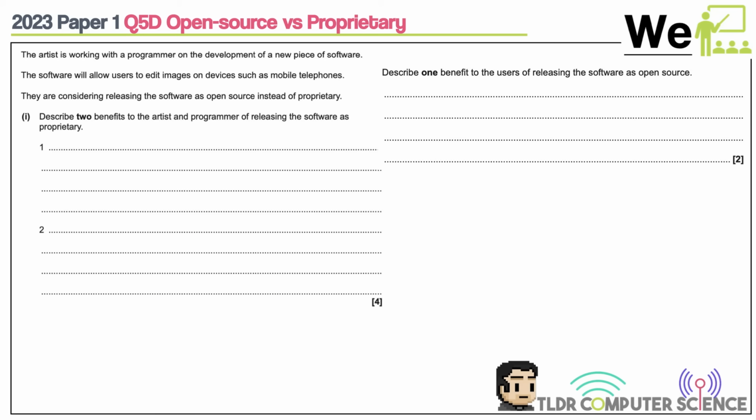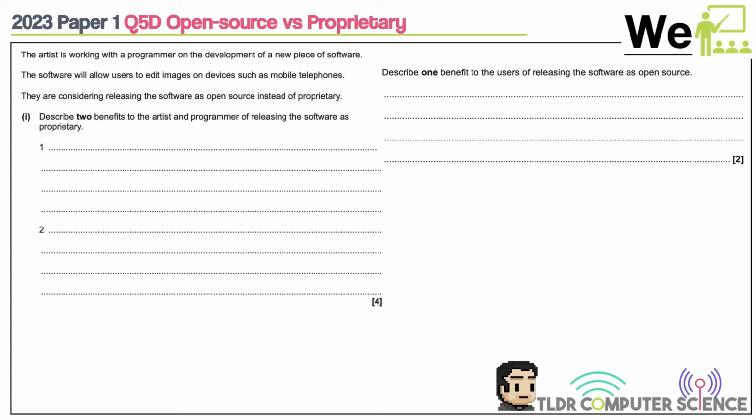Okay, now we're comparing and contrasting open source versus proprietary licensing. So these are two different, basically, philosophies about software development and about how you make it accessible to people. The artist is working with programmers on the development of a new piece of software. So what do we mean by open source?